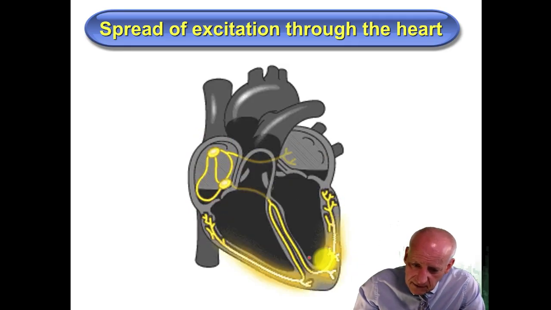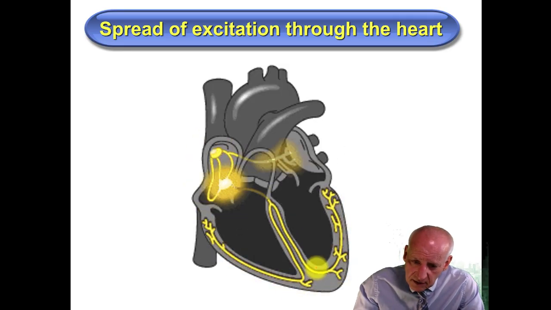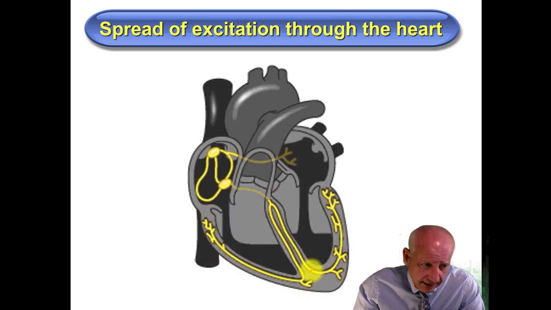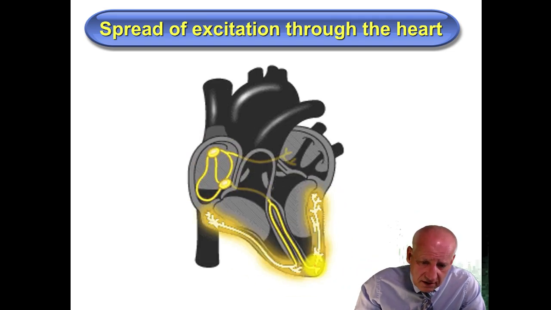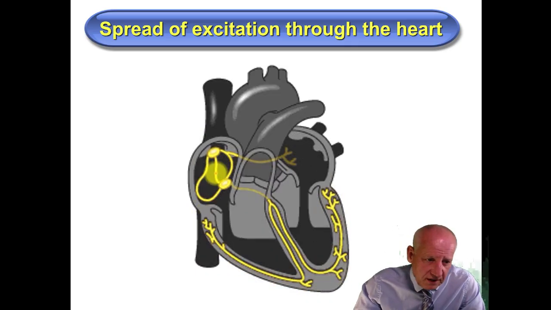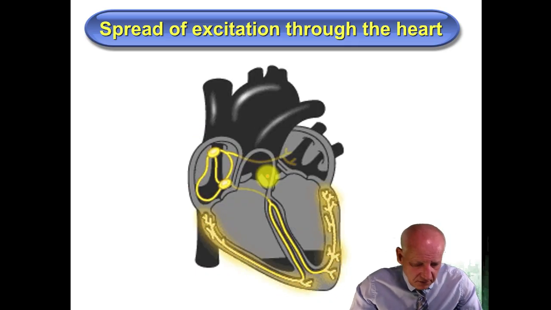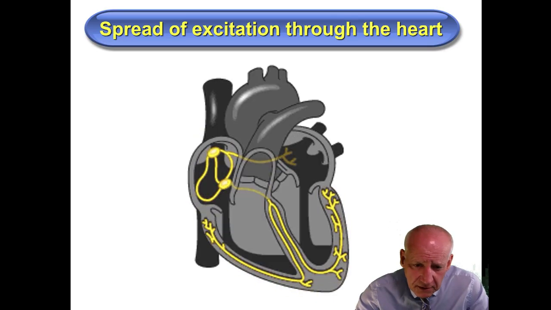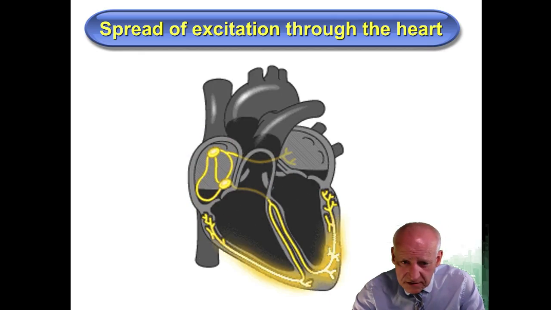Why might the excitation of the apex first be important? Think about that. And then as the ventricles are contracting and ejecting their contents, the atria are simultaneously refilling with venous blood. Okay, that concludes part 1 of today's session.